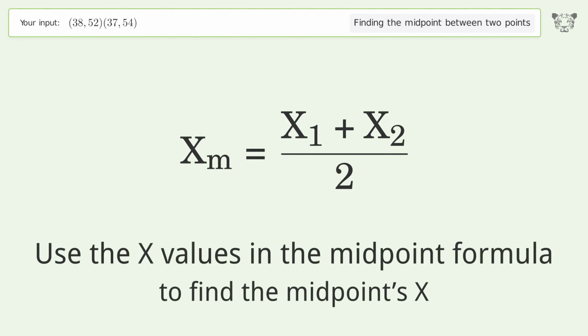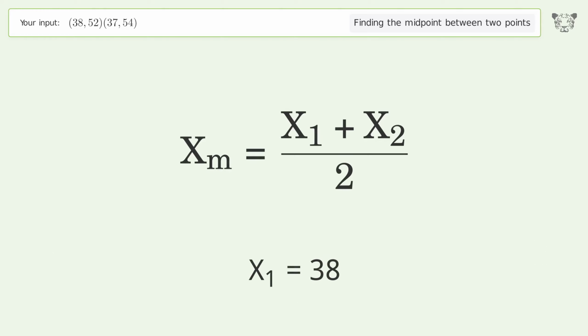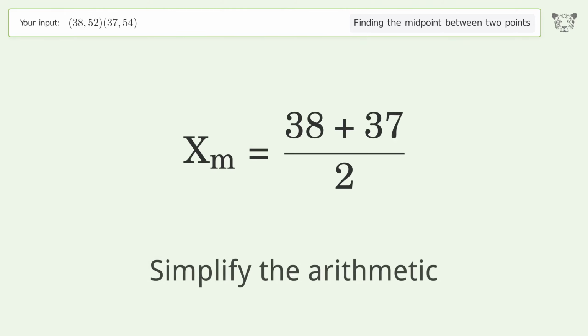Use the x values in the midpoint formula to find the midpoint's x. x1 equals 38. x2 equals 37. Simplify the arithmetic.